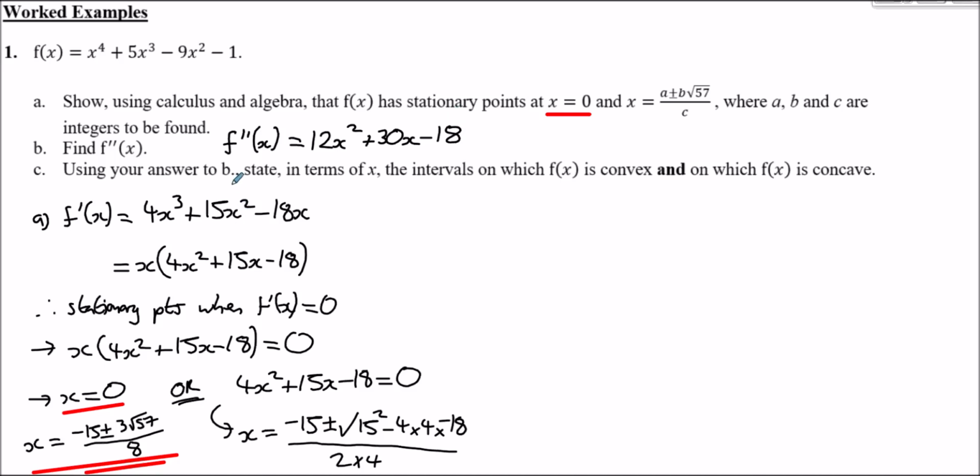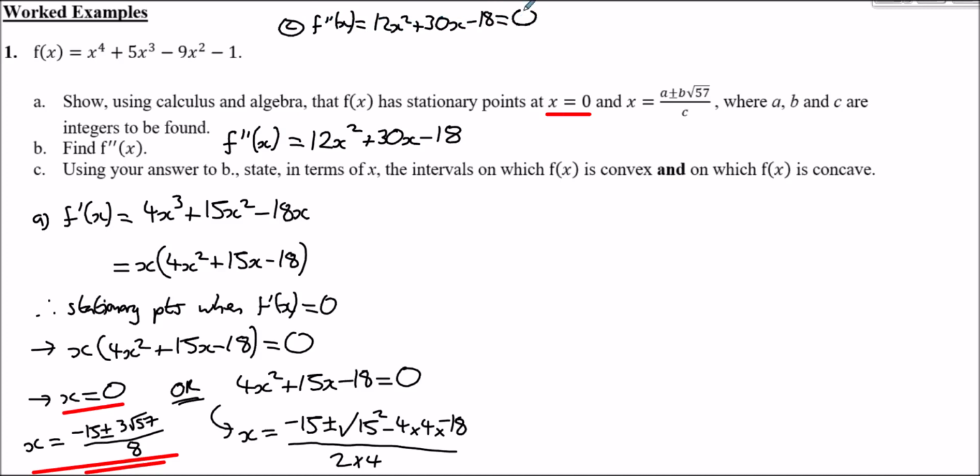Then for part C, it says using the answer to B, state in terms of x the intervals on which f dashed of x is convex and on which it's concave. So if a curve is convex or concave is defined upon if the second derivative at those particular points on the curve is more or less than 0. So it's critical about finding where the second derivative is 0. So what we're going to do for part C is set f double dashed x, which is 12x squared plus 30x minus 18, equal to 0.